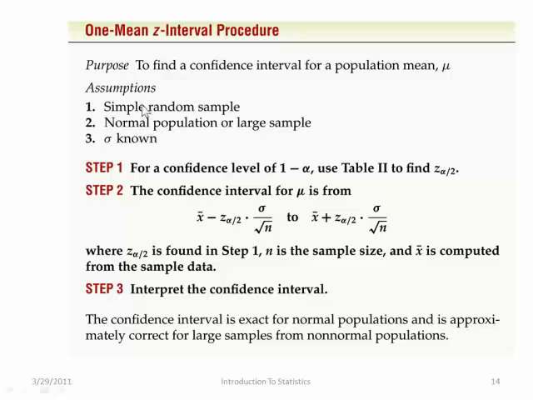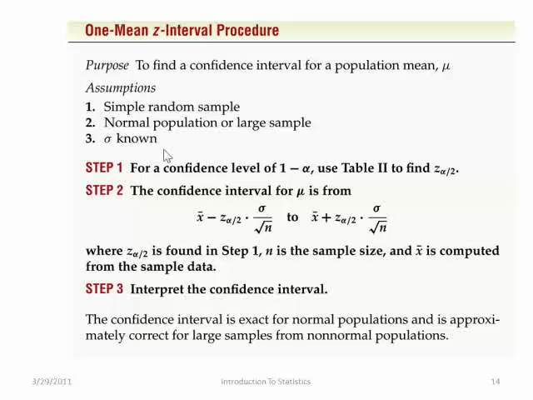So now the bottom line is this. To find the confidence interval for a population mean mu, we have to make the assumptions, one, that we have a simple random sample, two, a normal population or large. Notice this is an or. So if you have a large sample, remember large means 30 or more, then you can relax the normality assumption. If you don't have a large sample, then you have to have a normal population.